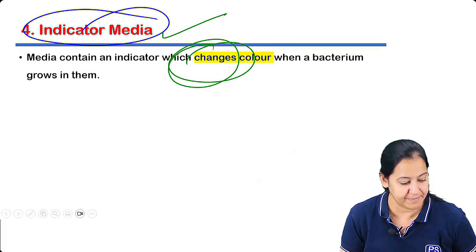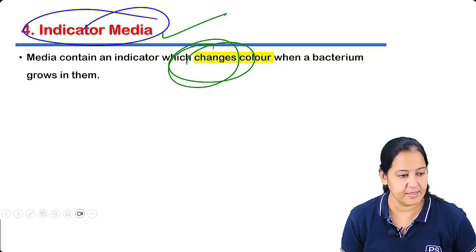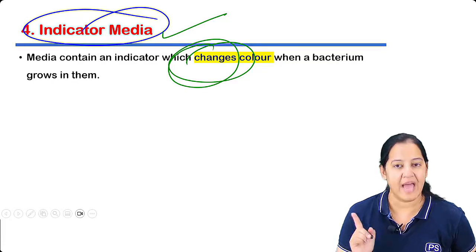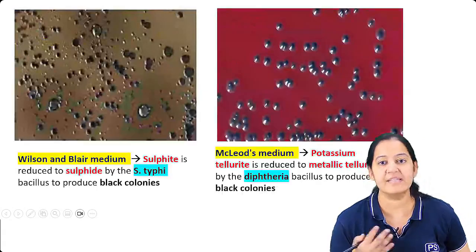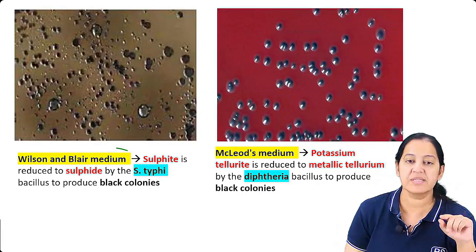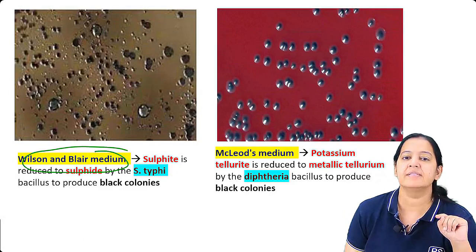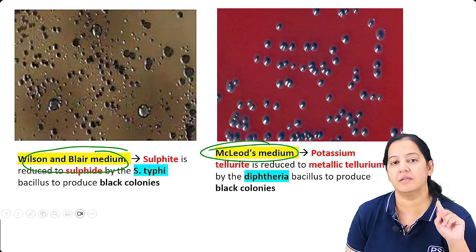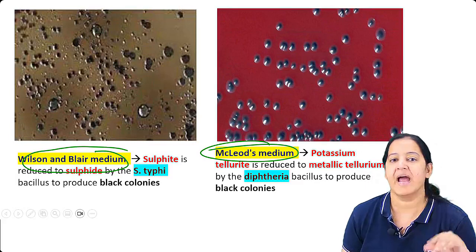Say yes, people. Got it? So that is the indicator media. That is indicating to you. So learn 2 examples. Examples are important. The first example is Wilson and Blair. The second example is MacLeod. Learn the 2 examples: Wilson and Blair and MacLeod.